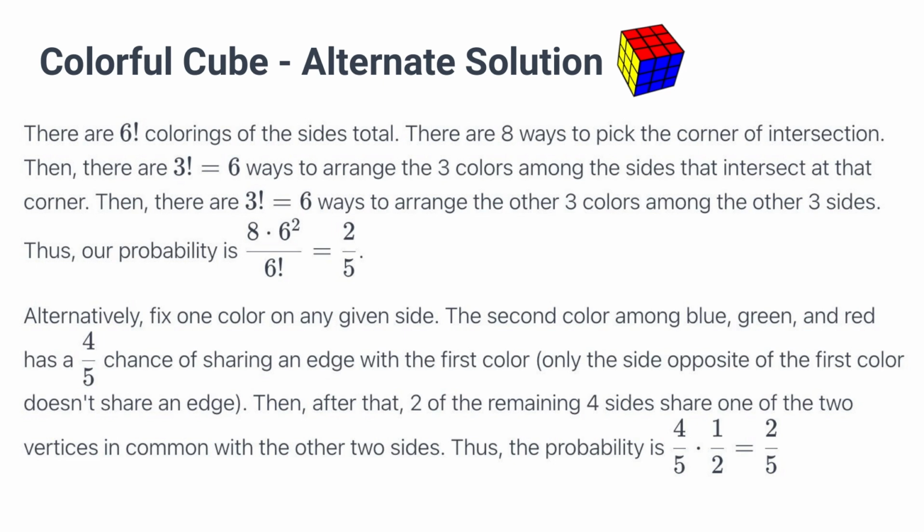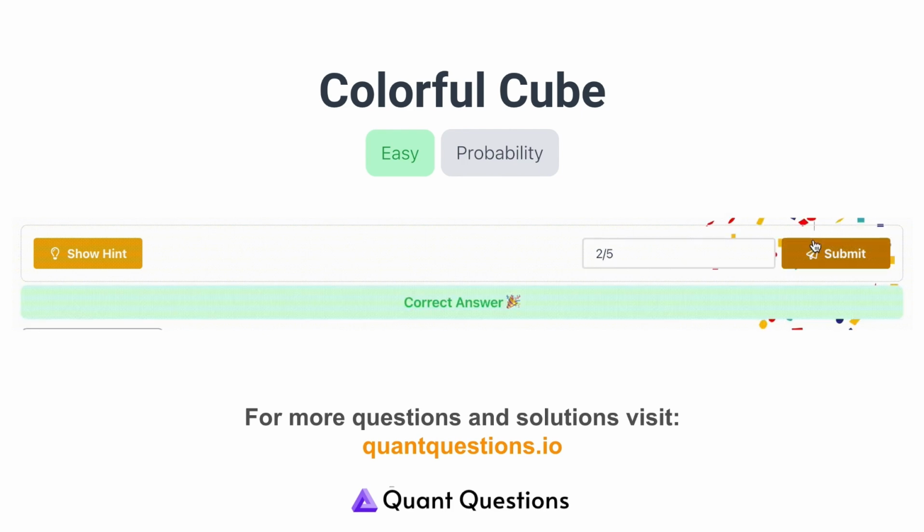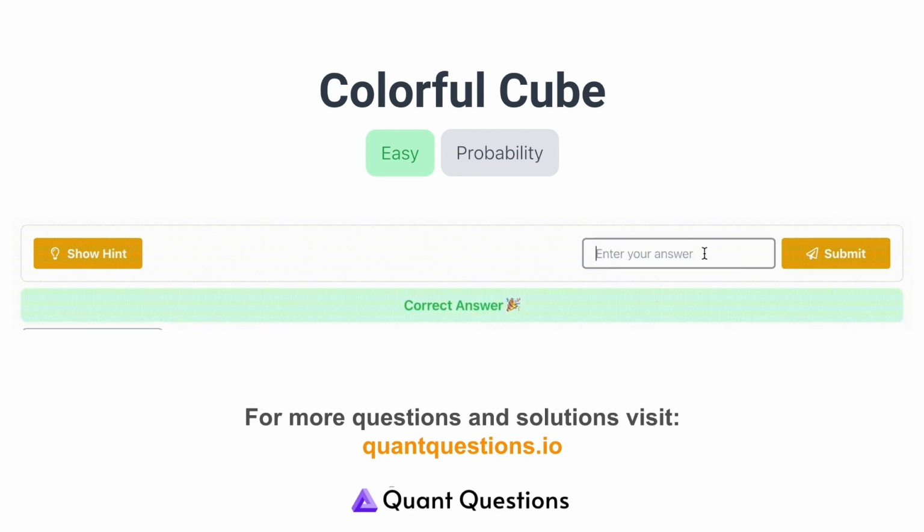So think of a Rubik's Cube. If 2 sides are selected, then there's only 2 faces that will end up sharing a vertex. So our probability then becomes 4 over 5 times 1 over 2, which is equal to 2 over 5 again. And you see that if you enter 2 over 5 or 0.4 decimal equivalent, that's a correct answer in Quant Questions IO.